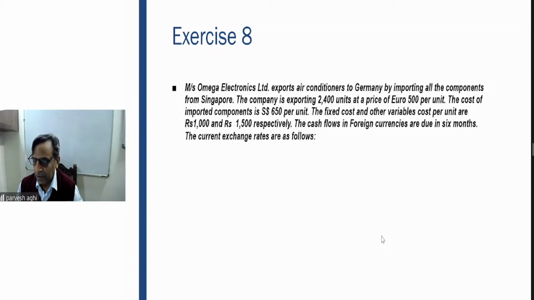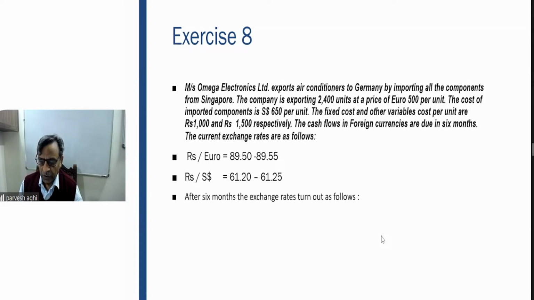The cash flows in foreign currencies are due in 6 months. That means they are going to incur all the cost, which is in the nature of either receiving money from Germany or making payment to Singapore in terms of Singapore dollar. This is going to happen after 6 months. Okay, the exchange rates are as follows. This is the spot exchange rate, the current exchange rate, where rupee euro is 89.50, which is the bid rate, and 89.55, which is the ask rate. And similarly, rupee Singapore dollar is 61.20 and 61.25.